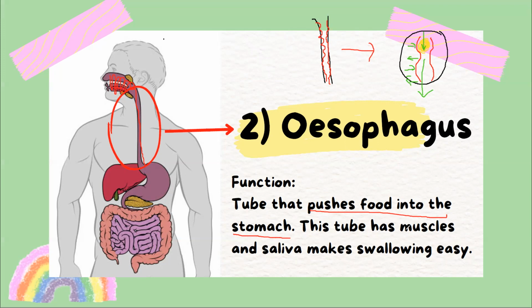This tube has muscles and saliva makes swallowing easy. This is another key point. Saliva makes swallowing easy. Without saliva, we would have been choking on so much type of food that we wouldn't even be surviving, because saliva is the lubricant that pushes all the food down into our stomach. Okay, good? Everything good? If I'm going too fast, you guys can pause this video. All right. Can you proceed?